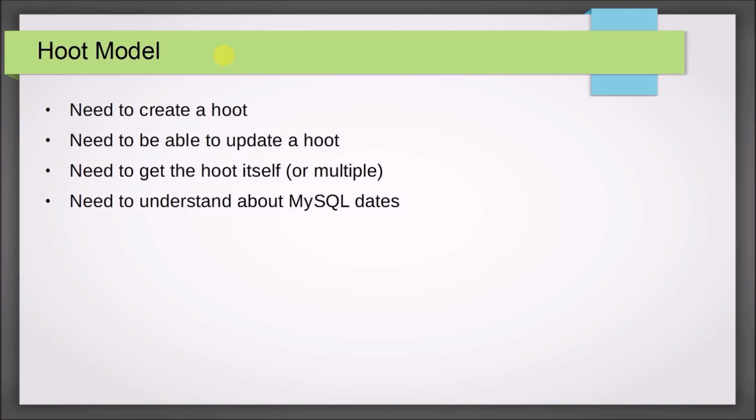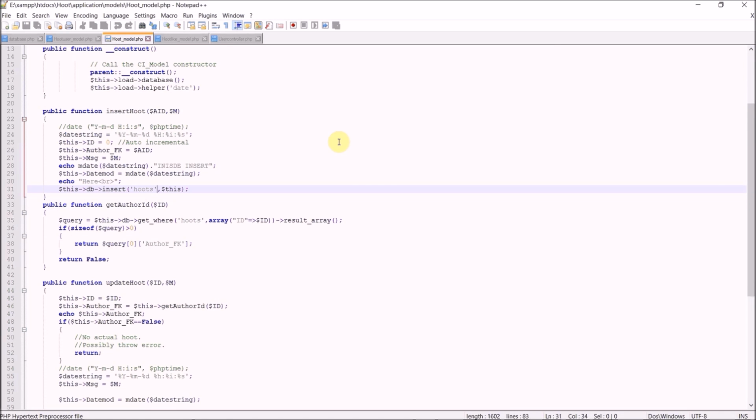So the Hoot model, we need to be able to create a Hoot. We need to be able to update a Hoot. We need to be able to get the Hoot itself or multiple Hoots if we need to. And we need to understand MySQL dates. This is going to be a new thing, and MySQL dates are a little bit tricky, but not horrible.